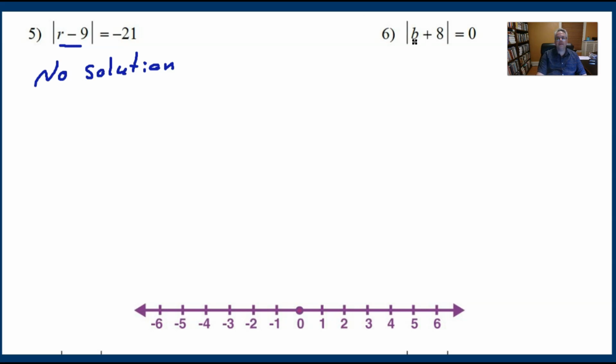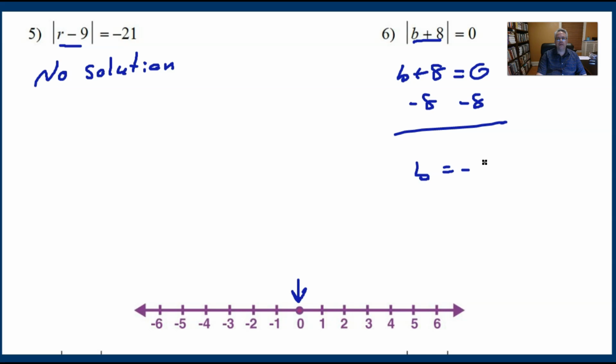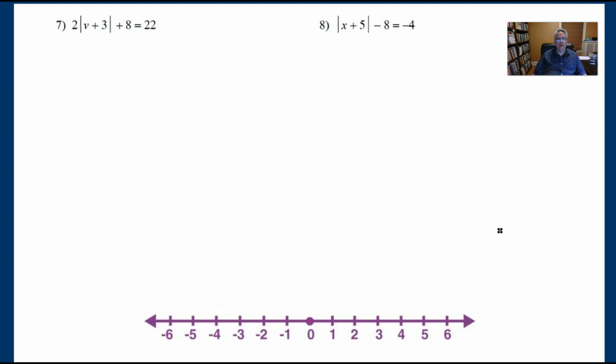All right, absolute value of b plus 8 equals 0. Well, there's only one number with absolute value of 0. So that means b plus 8 has to equal 0. There's only one solution this time. If I subtract 8 on both sides, I get b equals negative 8. I could use set notation for that one also. It's just a set containing one number, negative 8. All right, we have just two more examples.